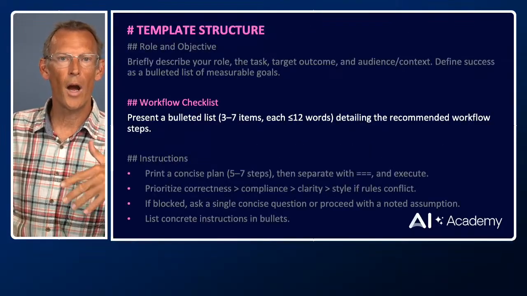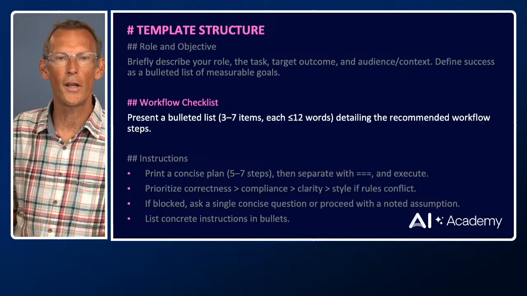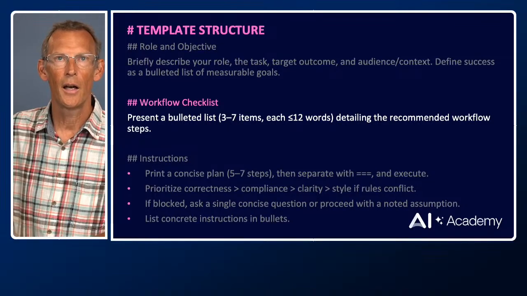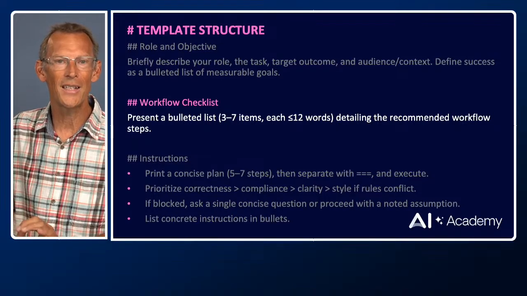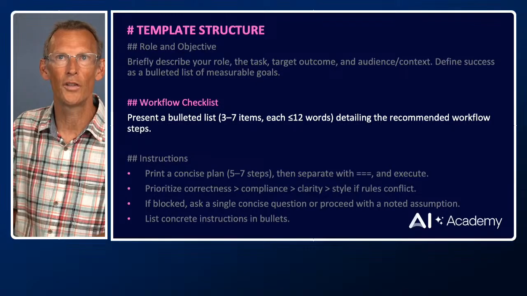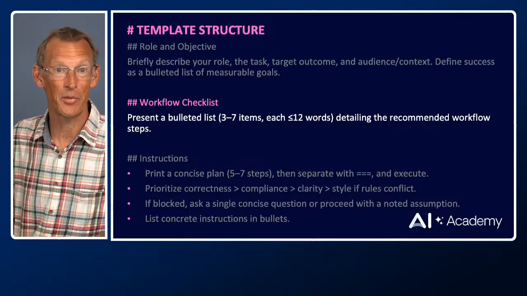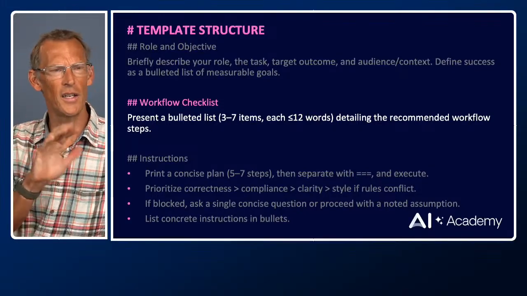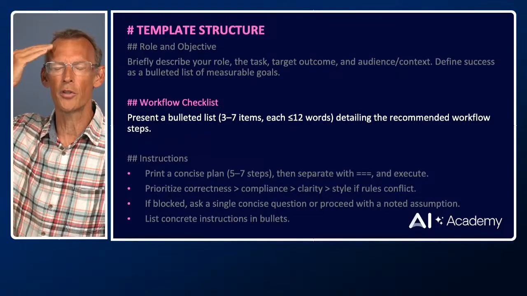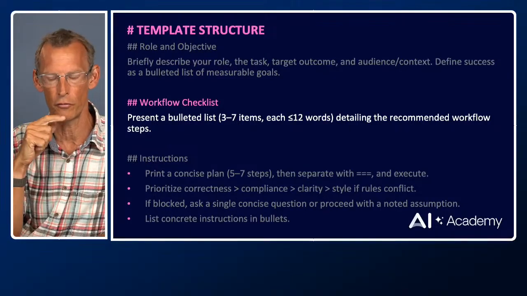So that's why they say in their prompting guide that a good thing to do is to have a section that I've called workflow checklist here, but it says present a bulleted list, 3 to 7 items, each less than 12 words, dealing with the recommended workflow steps. What that does, and you'll see that in an example very soon, is it forces the model to think through from your prompt, okay, so how am I going to tackle this task? What are the steps that I'm going to go through?